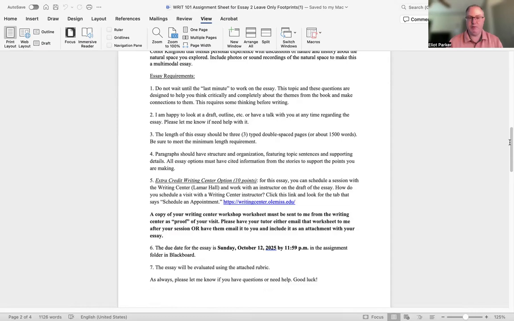So here's just the basic essay requirements, the nuts and bolts. I would highly suggest and recommend that you don't wait until the last minute to do this, particularly if you haven't read much of Leave Only Footprints. As I mentioned a moment ago, you've got your work cut out for you. You've got a lot of work to do if you haven't done any of the reading, because that reading is going to fuel your ability to write the essay based on those prompts. But don't wait till the last minute.